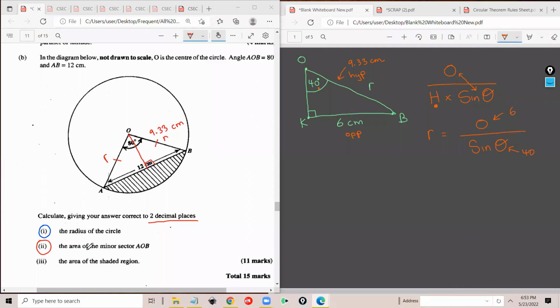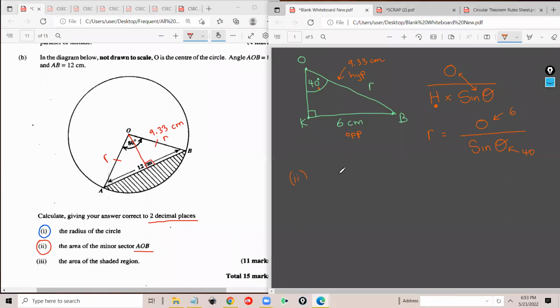Okay, so the area of a sector. Now the sector is the whole pizza slice, that's including the curved part.